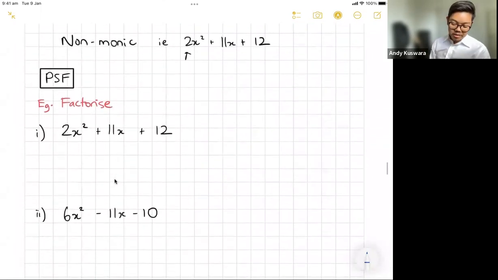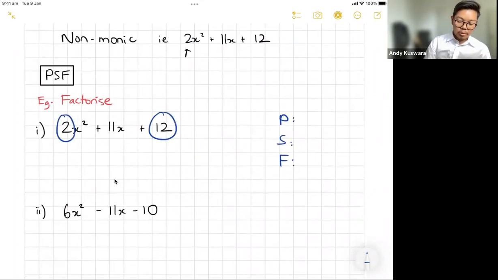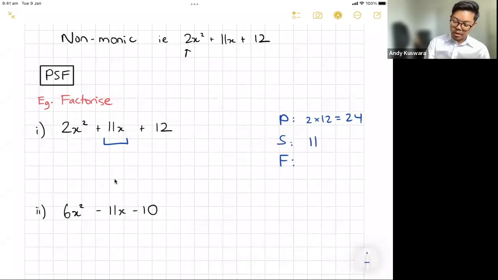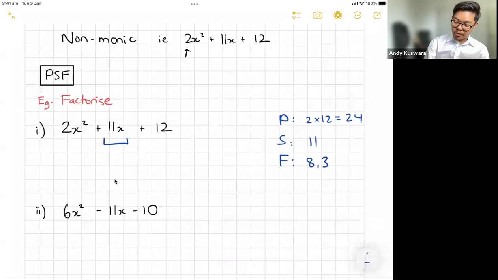All right, and the non-monic, this is probably going to be the one that is the most time consuming. We are going to use the PSF method again. The only difference now is because these are non-monic, I have a number at the front that I need to multiply with the number at the end. So in this case, our product is 2 times 12, which is 24. And then your sum is always just going to be the middle term again. I want to find two numbers that will multiply to give me 24, but add to give me 11. So I can see here it'll be 8 and 3.